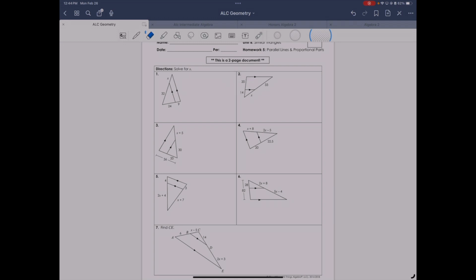And then I want you to solve questions 2, 4, and 7. So you have to set up the proportions for all of them. You need to find the value of x for questions 2, 4, and 7. Set them all up. Find the value of x for 2, 4, and 7. You have 30 minutes, roughly 25 minutes. Should be plenty of time.